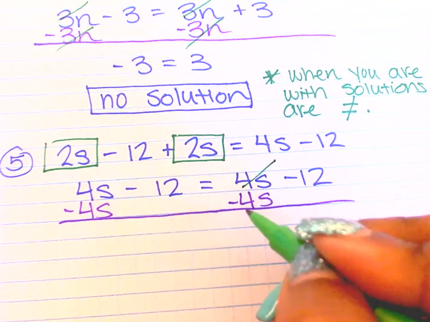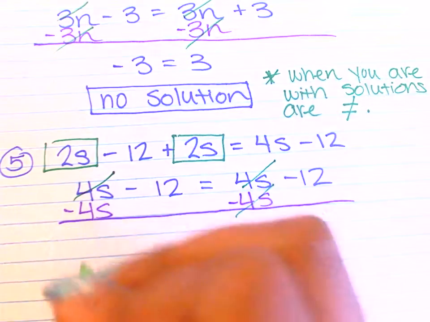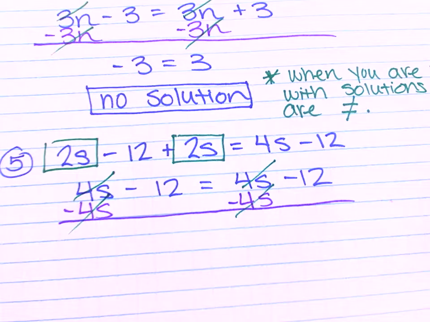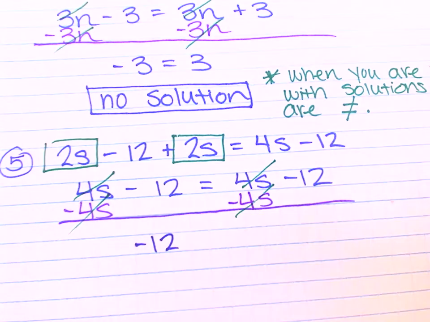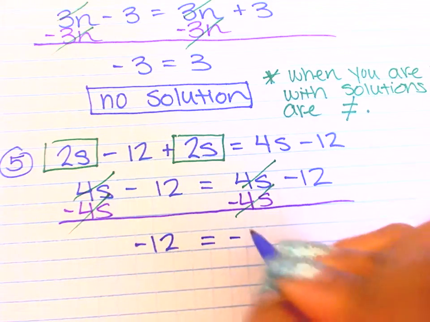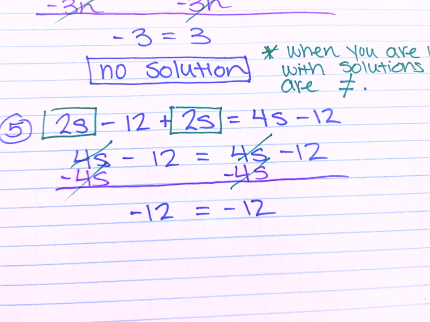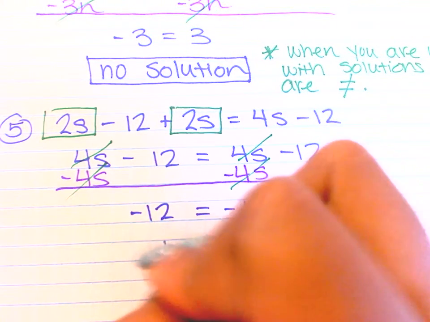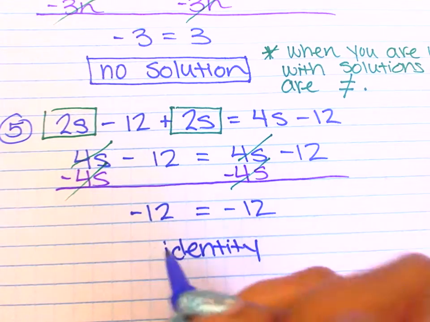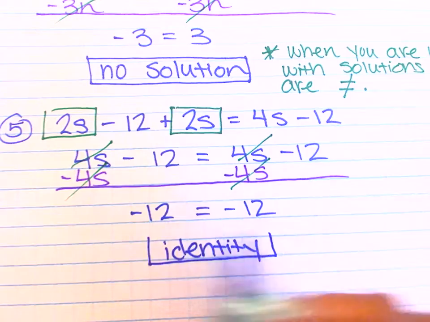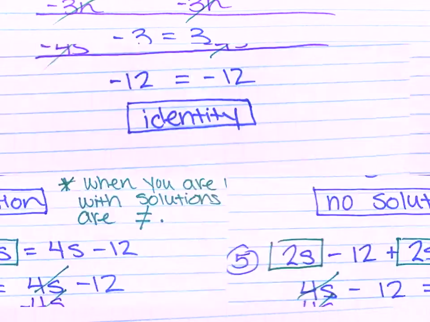Wait a minute, my 4s and my negative 4s cancel out, and my 4s and my negative 4s cancel out. So on this side of the equal sign, I'm left with negative 12, and on this side of the equal sign, I'm left with negative 12. When that happens, your answer is the identity property. So you're going to write identity. Basically, they're identical. Identity.